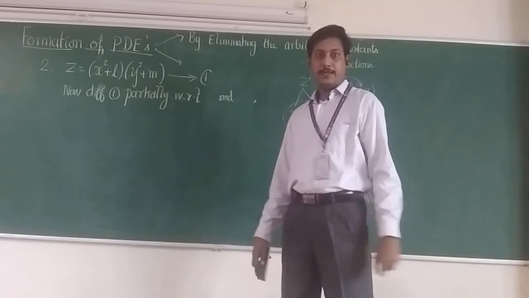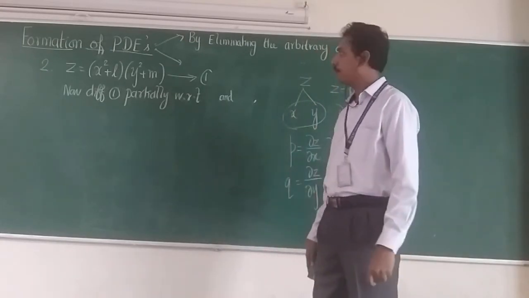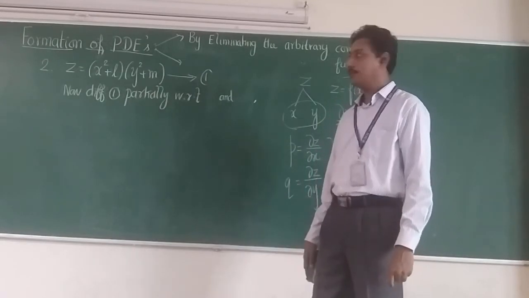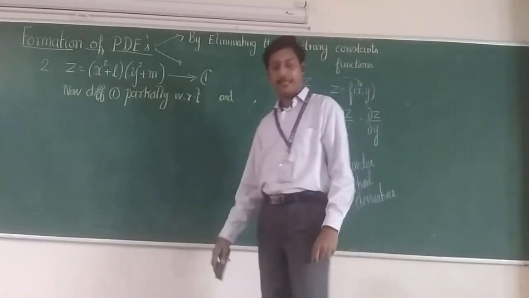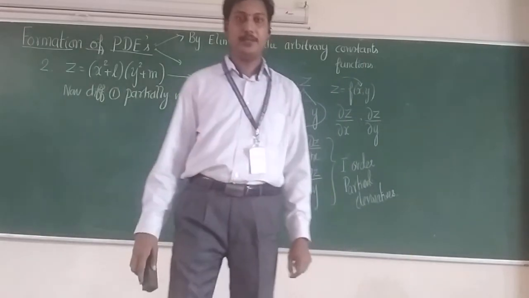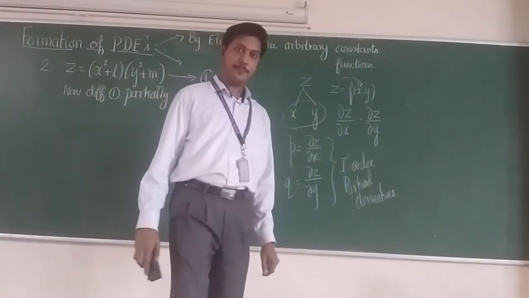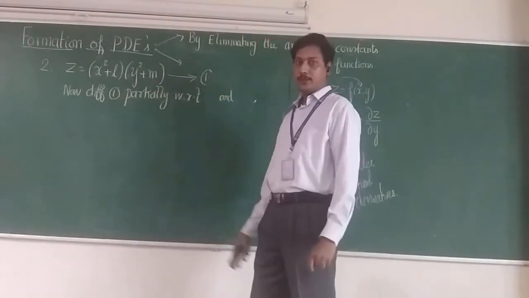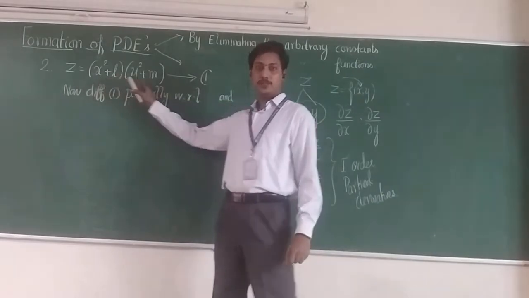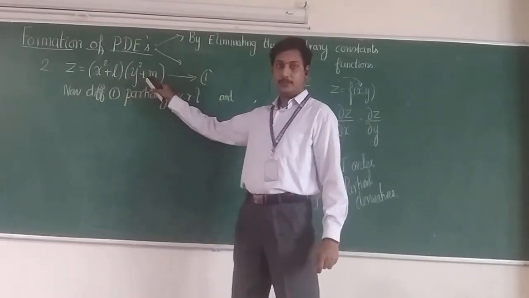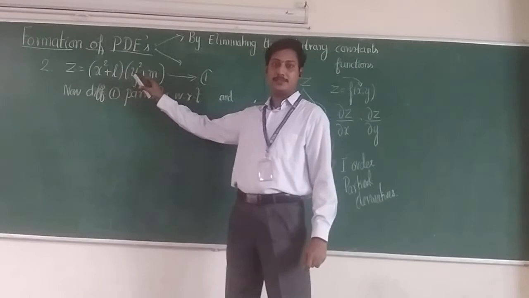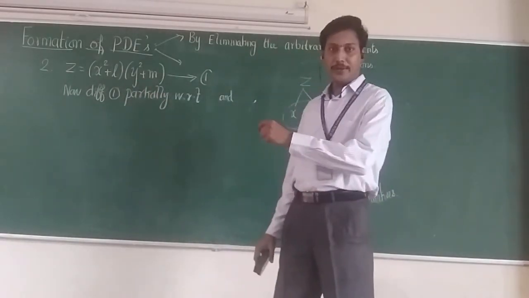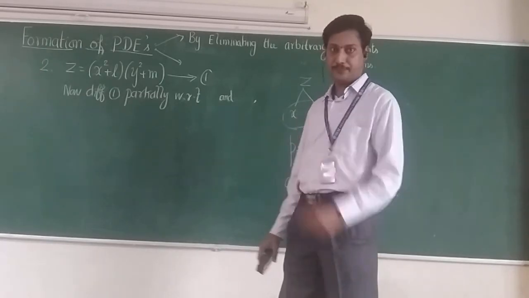Once again, in this video, I am going to solve another problem in the topic of formation of PDEs by eliminating the arbitrary constants. Let us see this example number 2. z is equal to x squared plus l into y squared plus m. So can you guess how many arbitrary constants are there and what are they?